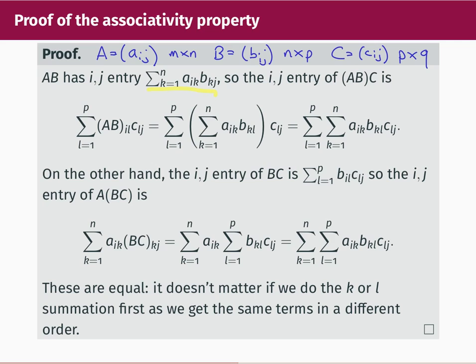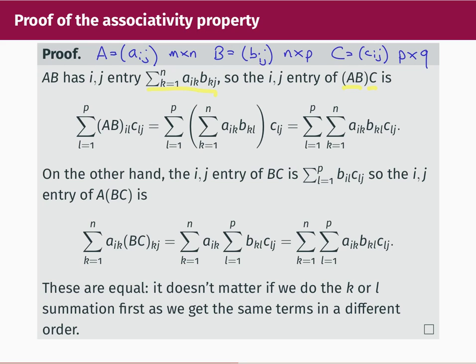So if we now want to work out A times B times C, well, again, we should use the formula. And this time the formula would say that this is the sum from L equals 1 to P of the IL entry of AB times the LJ entry of C. I'm using L as a different dummy variable to K here just because we're going to end up with two sums, one over K and one over L, so it would be confusing.